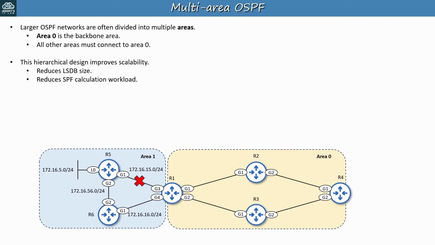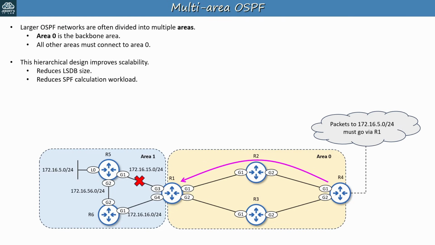But what if the link between R1 and R5, 172.16.15.0, goes down? That doesn't change things from R4's perspective. It still knows that to reach 172.16.5.0/24, the packets must go via R1. So once again, the packet goes to R1, and then R1, which is connected to Area 1, sends the packet via R6. R4 didn't have to calculate a new route to reach the 5.0 subnet.